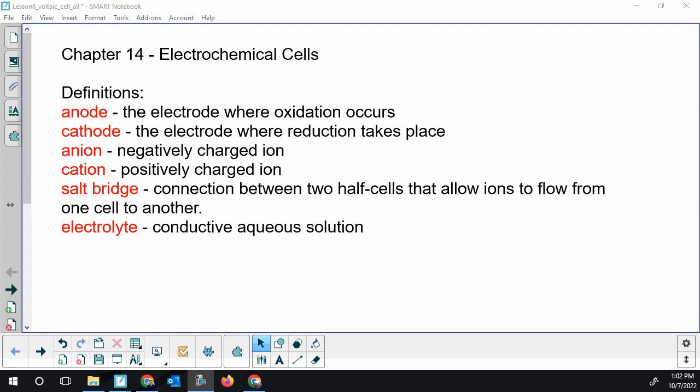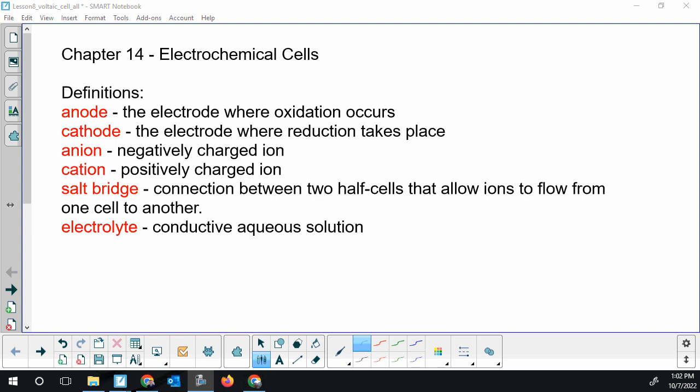So we're entering chapter 14 in the Nelson chemistry textbook. We're making a big switch. We're jumping into electrochemical cells. We're going to apply our knowledge to two types of cells within Chemistry 30. For both types of cells, we're going to go through over the next 3, 4, 5 lessons.